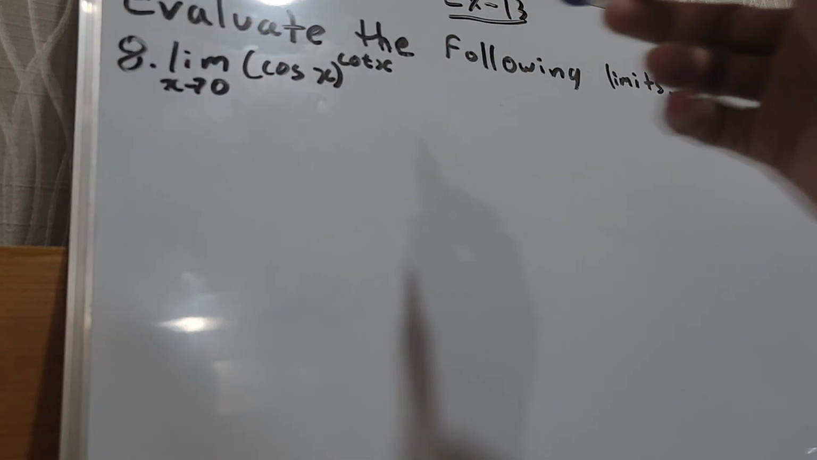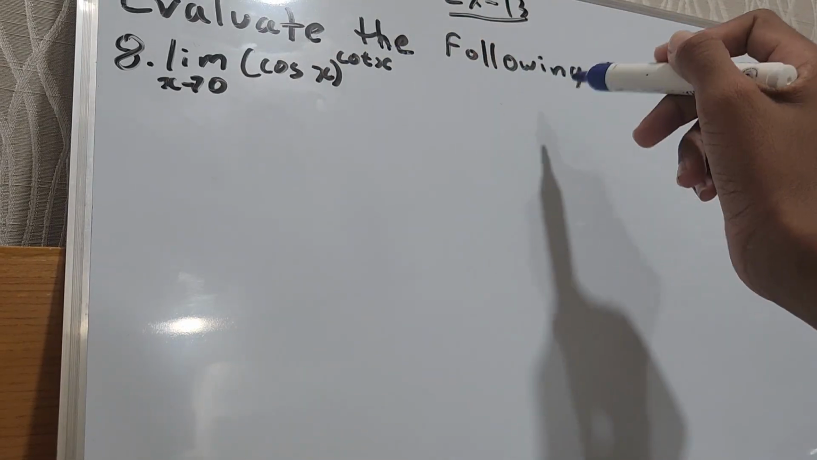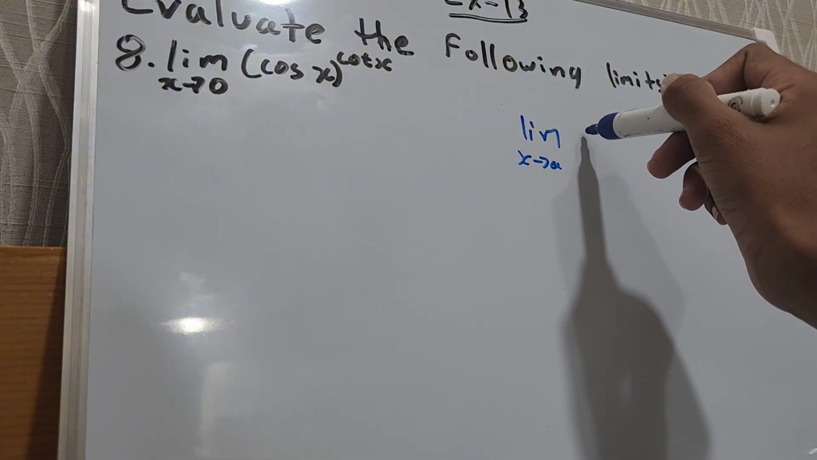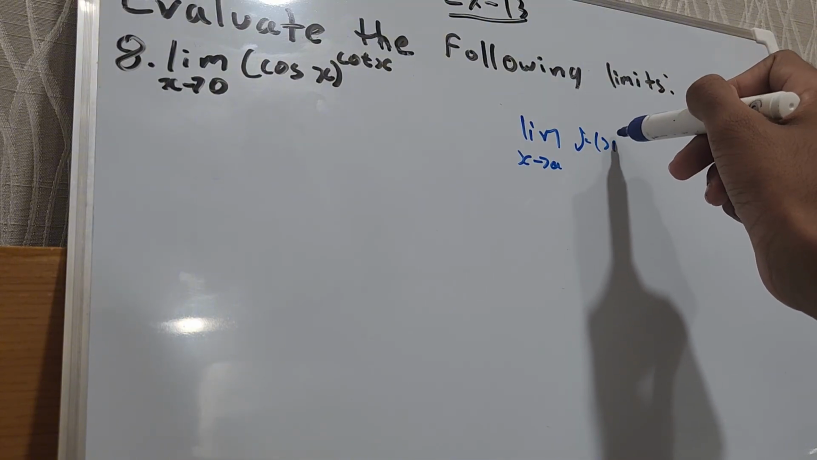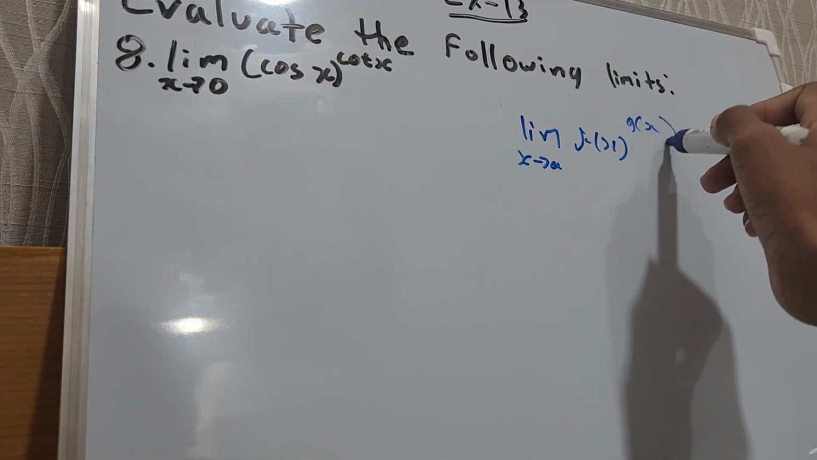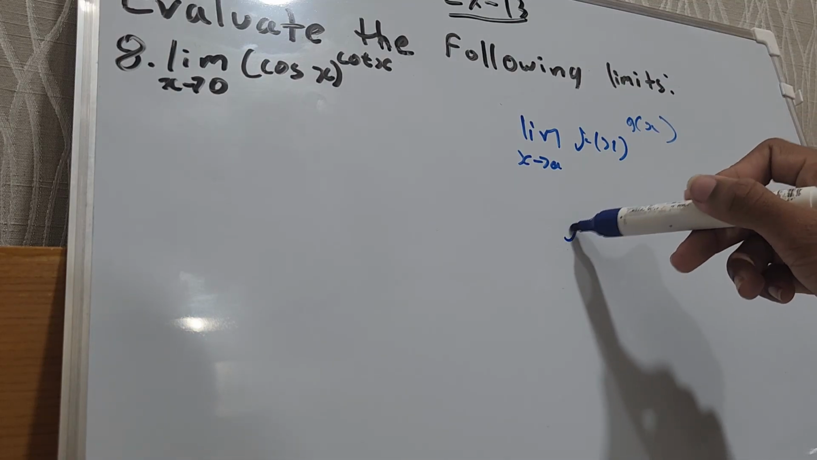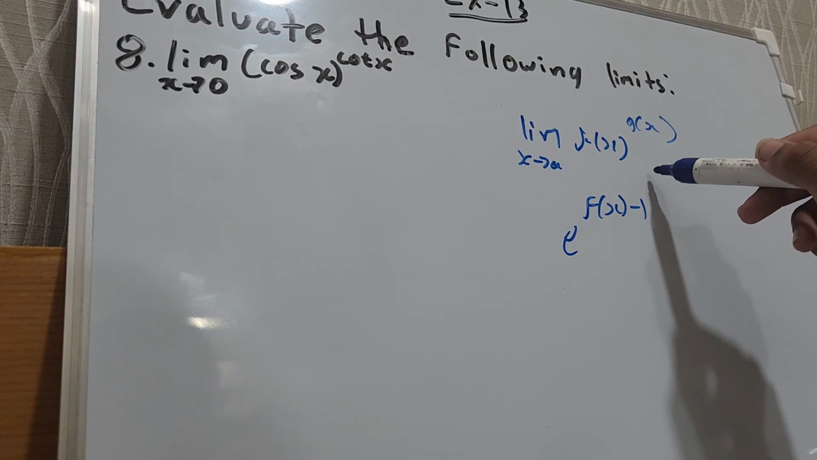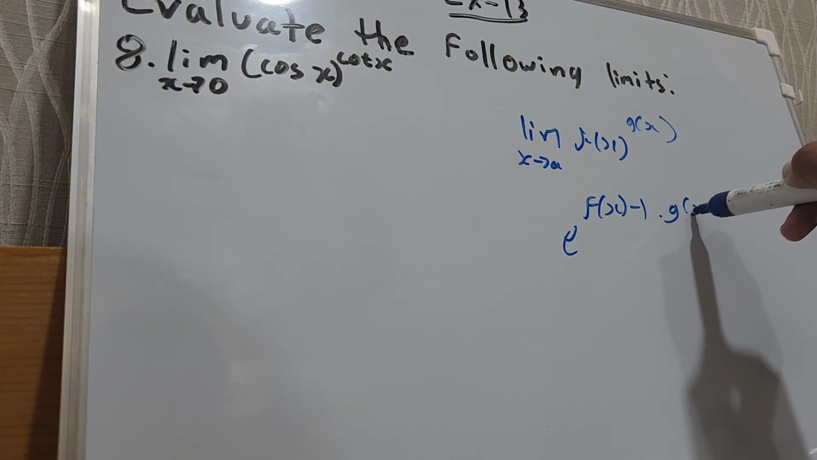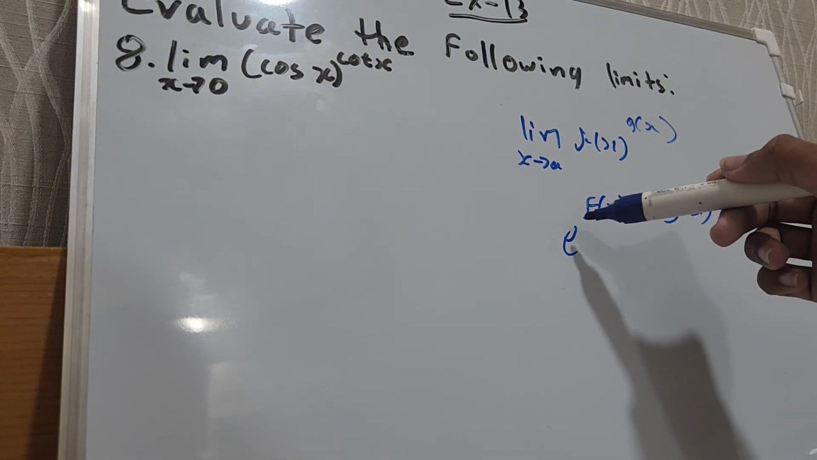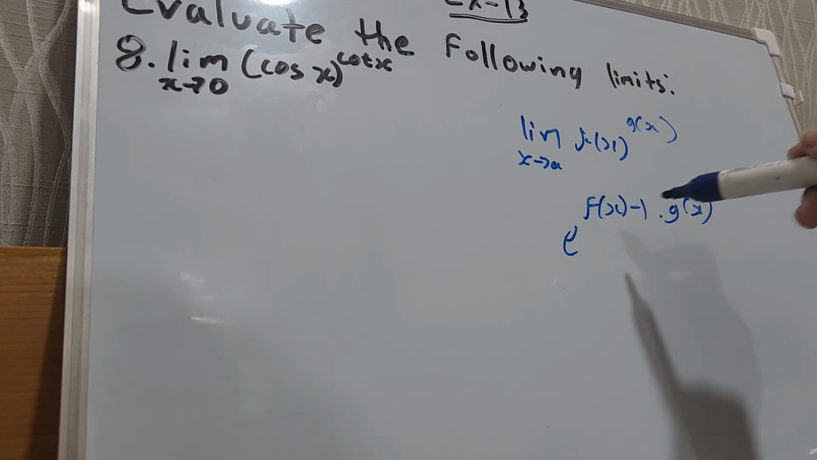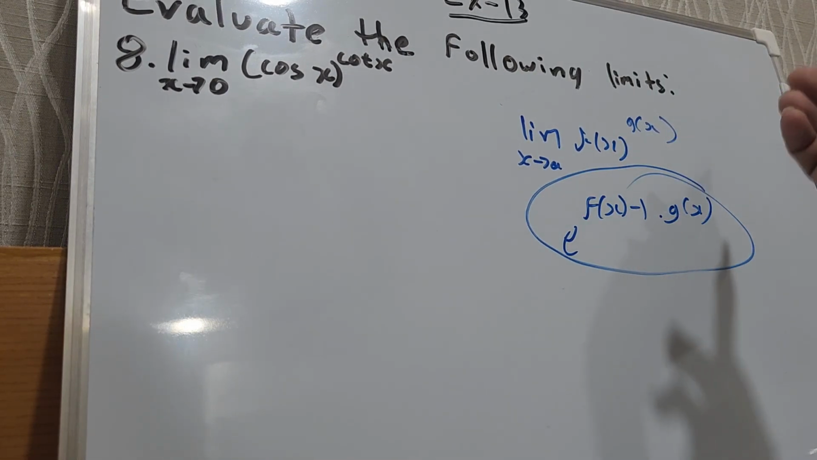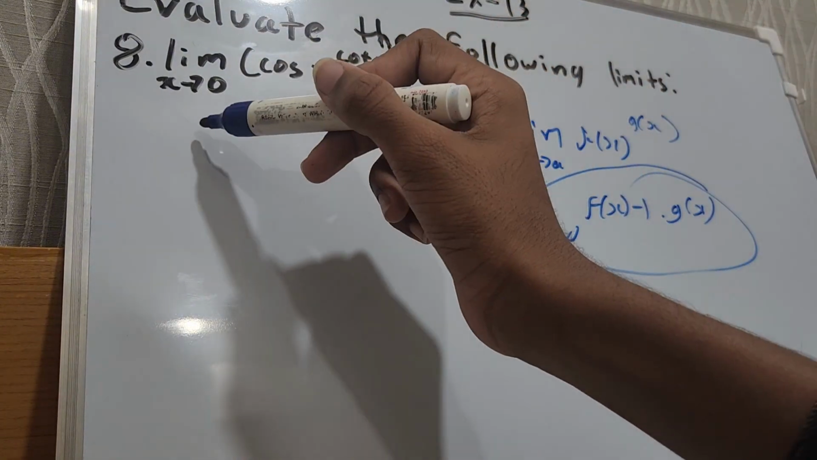Now we're on the next question. Limit x tends to 0, cos x whole power. Here what you have to do, if it is given limit x tends to a, f of x power g of x, we have to do e power f of x minus 1 into g of x. There we had plus 1, so they got cancelled. Here I have to put minus 1. You just remember this formula instead of that one. So now let's go into the problem.